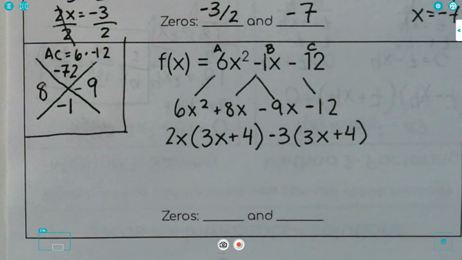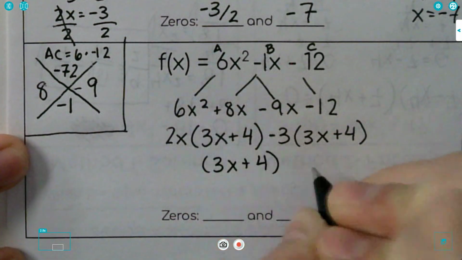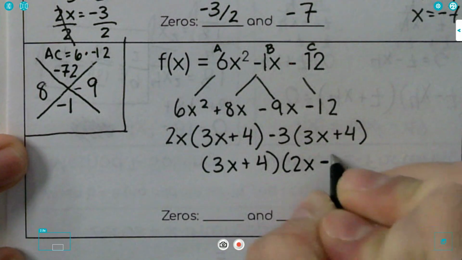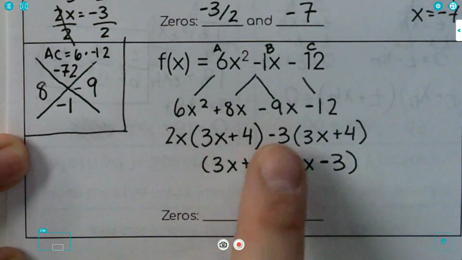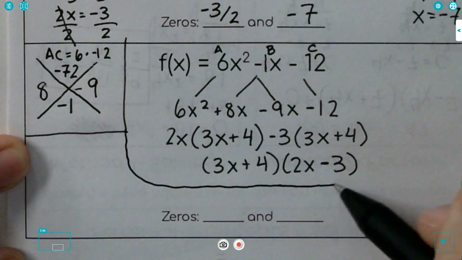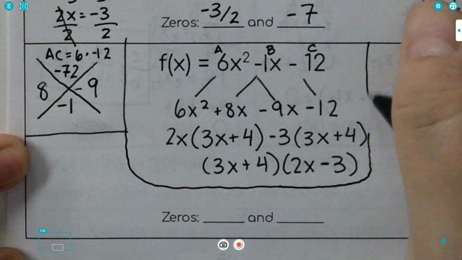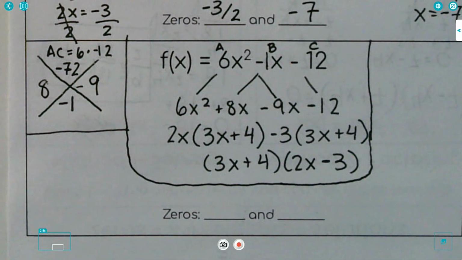And then we're going to have 2 sets of parentheses. So we will have 3x plus 4 and 2x minus 3. So 3x plus 4 is the matching ones. And then the 2x minus 3 comes from those 2 GCFs. Okay. Any questions at the moment?